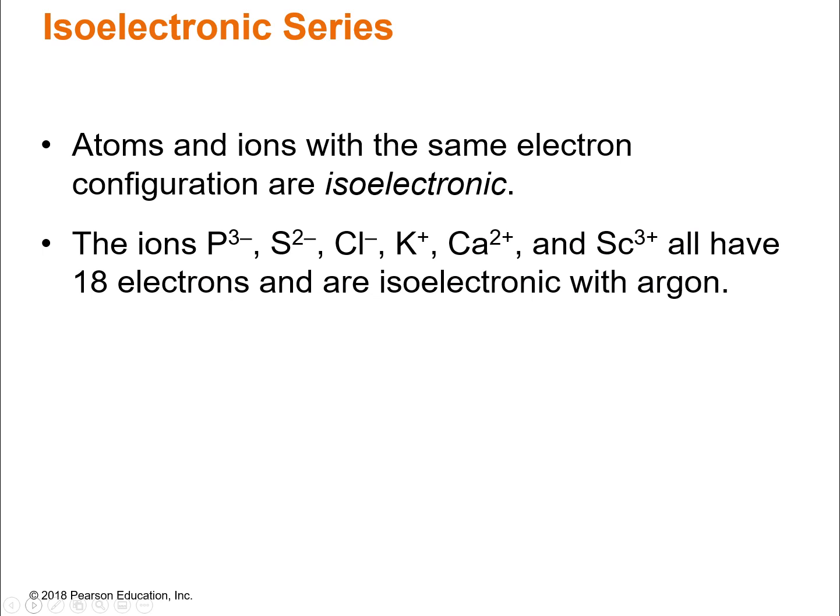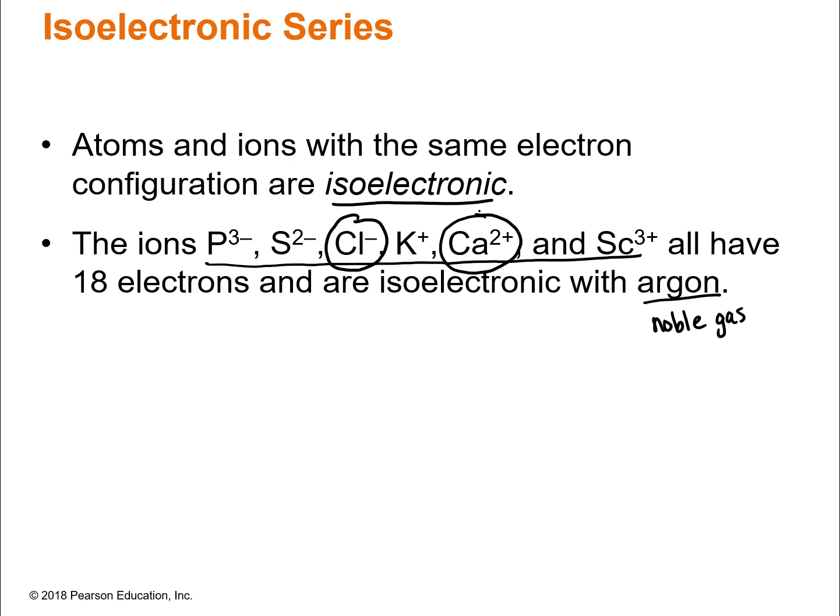The last concept for chapter 5 is what's called an isoelectronic series. So atoms and ions with the same electron configuration are what's called isoelectronic. Iso meaning same. All of these atoms and ions have 18 electrons, and they are isoelectronic with argon, which is a noble gas. And that should ring true to you because chlorine is in this list, and we just did the chlorine ion and said it looks like argon. We also did calcium and said that it looked like argon. So if you're like, wait, what? Go back and look. We already covered that. I'm sneaky.